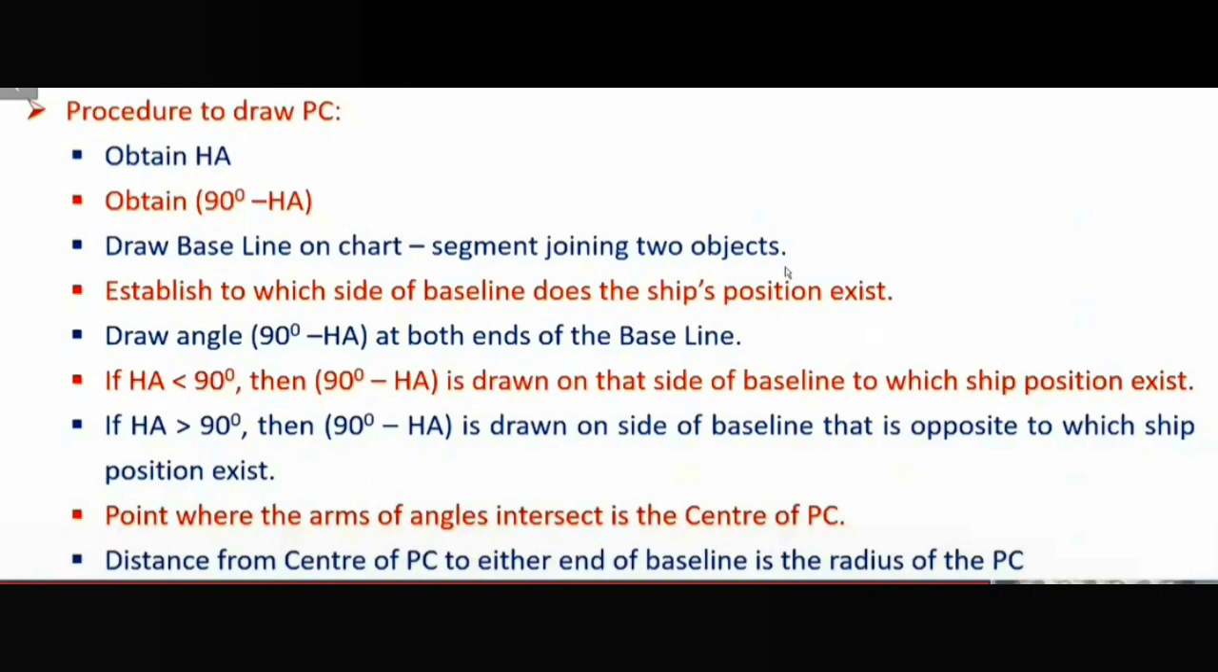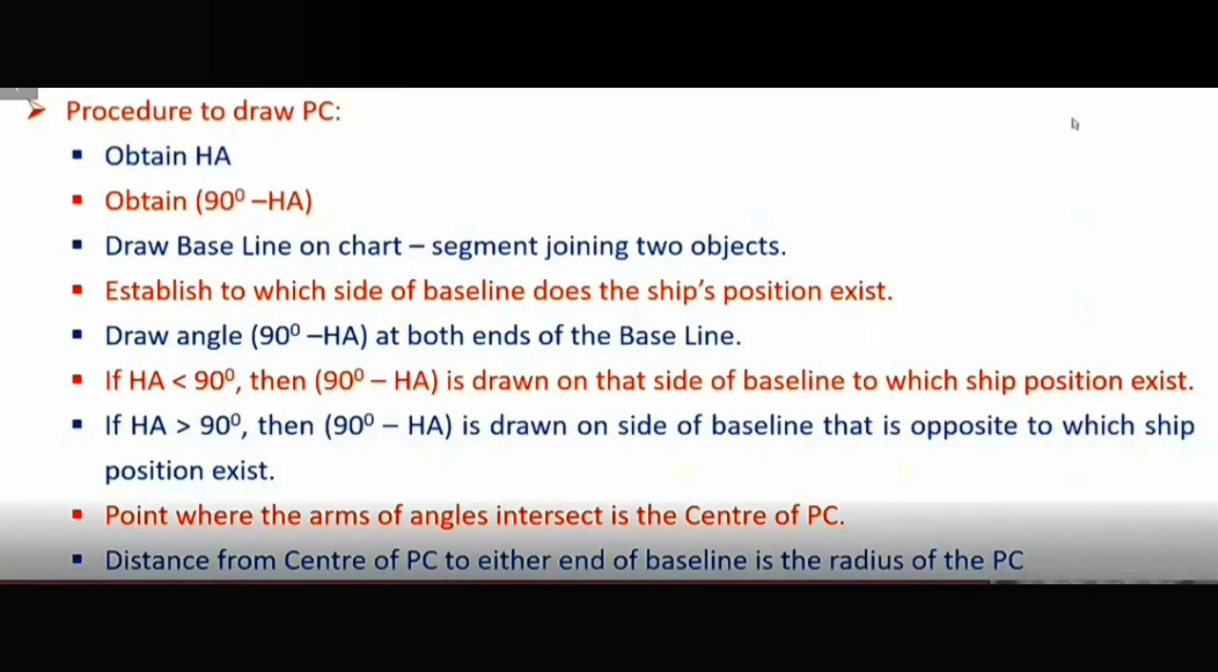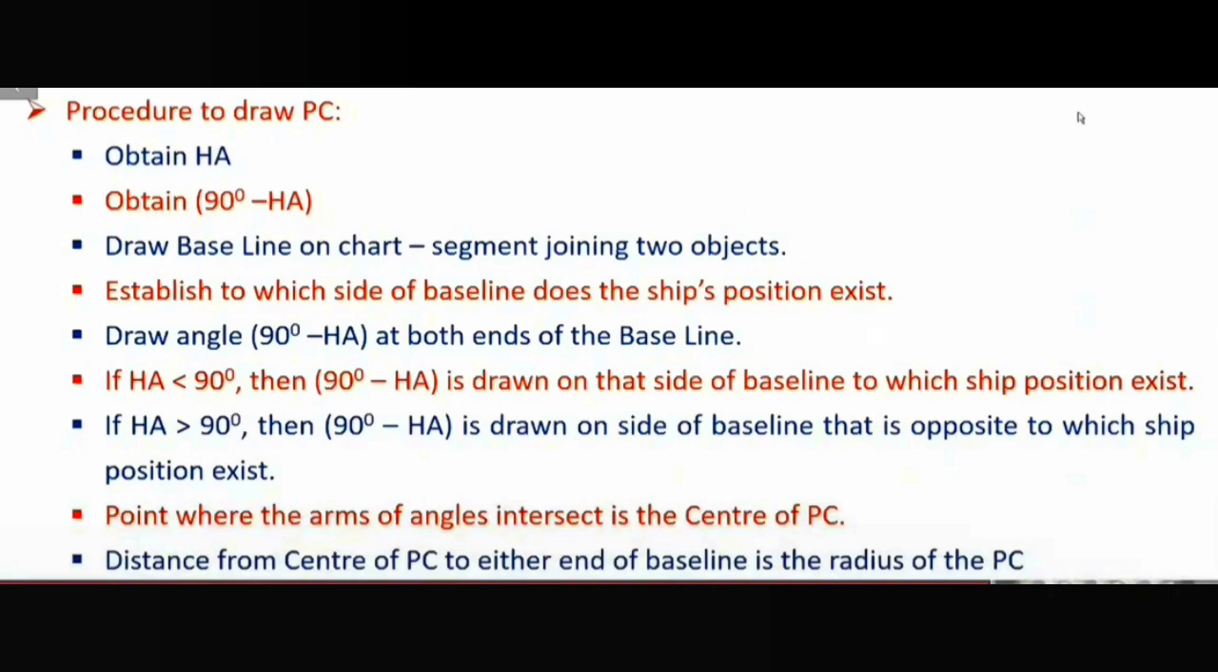Okay, let's see it on the chart. Whatever doubts you have will get sorted out. Let's see. In fact, this particular slide has the entire stepwise process that we follow to draw the position circle. So you can take a screenshot of this particular slide and save it on your device.